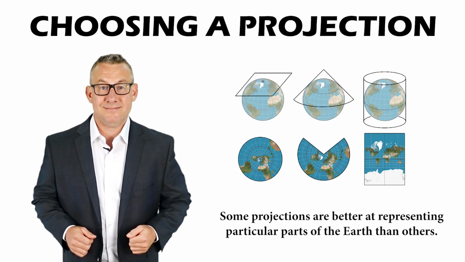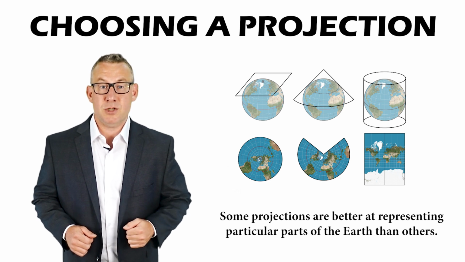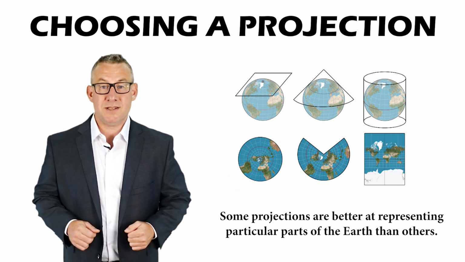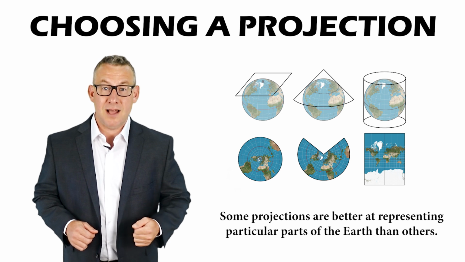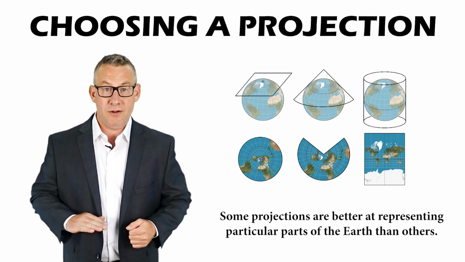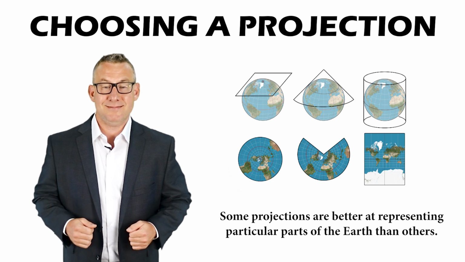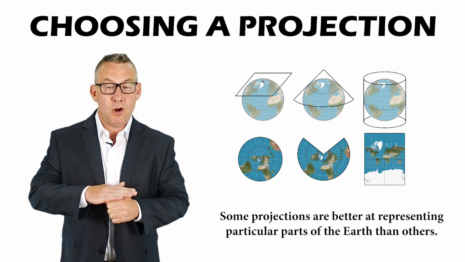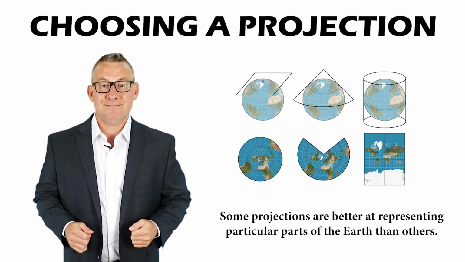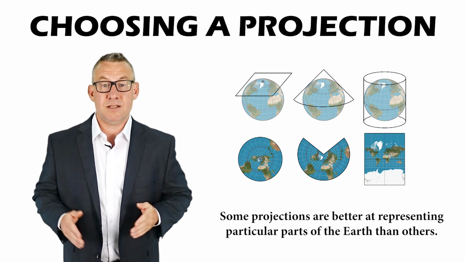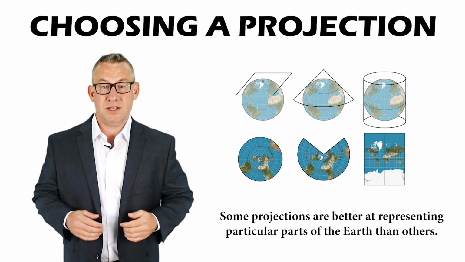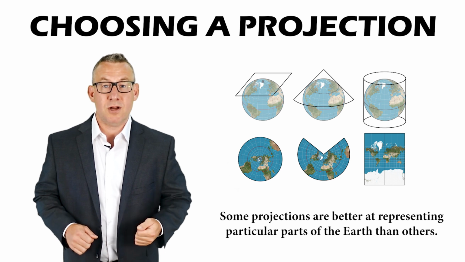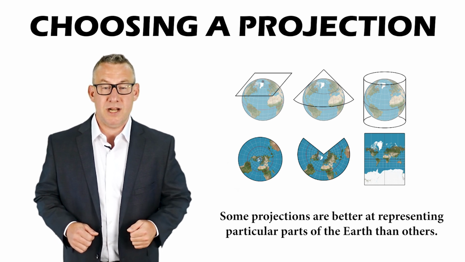Choosing a projection. There are some general guidelines for choosing a projection to represent different areas of the Earth, but they are just guidelines, not rules that are set in stone. The guidelines are: low latitude areas near the equator use a conical projection. Polar regions use an azimuthal planar projection. Broad east to west extents, such as the United States, use a conical projection. Broad north to south extents, such as Africa, use a transverse case cylindrical projection.